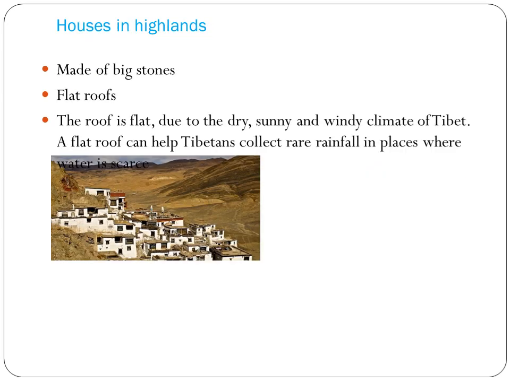In this slide, we'll be looking at what type of houses they have in highlands. As you can see from the picture, you can see a cluster of houses, and the houses have flat roofs and small windows. And these houses are all made of big stones, which is quite natural because that's the only thing they can find in their surrounding area, right? Because this is a mountainous region and they have lots of big stones.